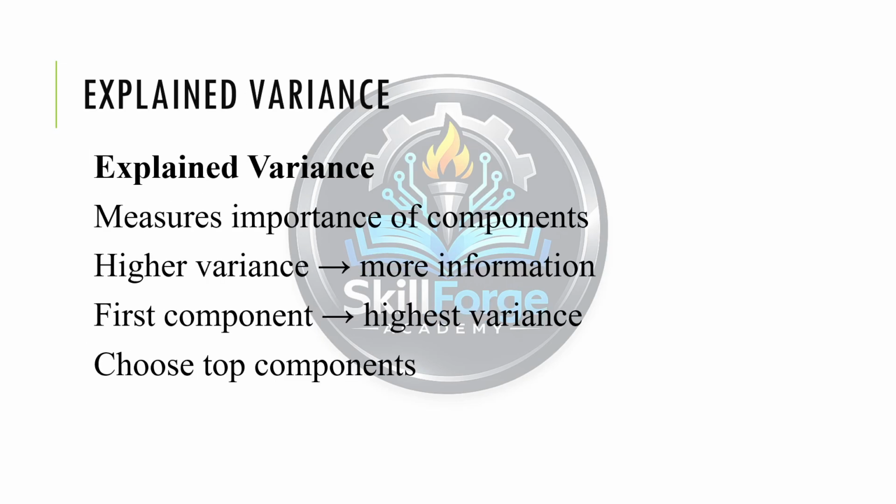Okay. So next we have to understand what is variance. Each principal component captures a certain amount of information from the data. This information is measured as variance. The first component captures the highest variance, meaning it contains the most important information. The second component captures the next highest, and so on. We select the top components that explain most of the variance. This allows us to reduce dimension while keeping important information.